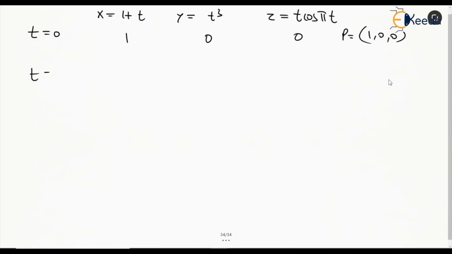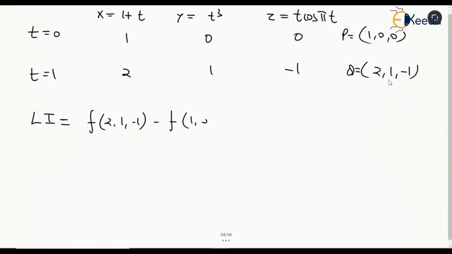And for t equal to 1, these components are going to be 2, 1, because 1 cube, and cos of pi, which is minus 1, and into 1 will be minus 1. So this Q becomes 2, 1, minus 1. So now this line integral will be given as f of (2, 1, minus 1) minus f of (1, 0, 0), where f is nothing but 1 by under root of x square plus y square plus z square.